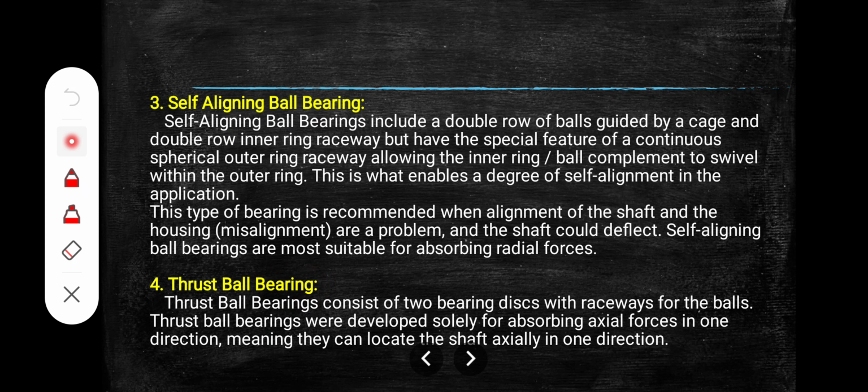Next, the thrust bearing consists of two bearing discs. In a thrust ball bearing, these are called washers: the inner washer, the outer washer, the cage and the balls. Some people say it okay with the inner ring and outer ring.